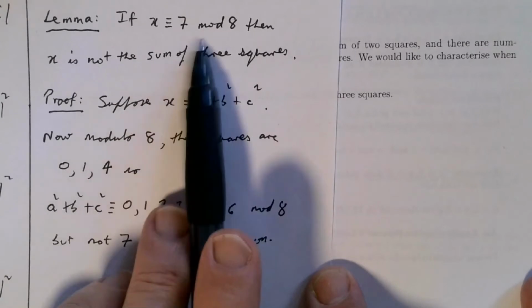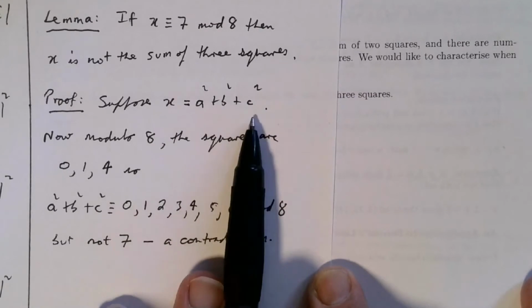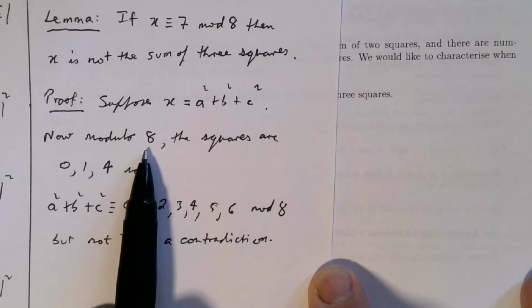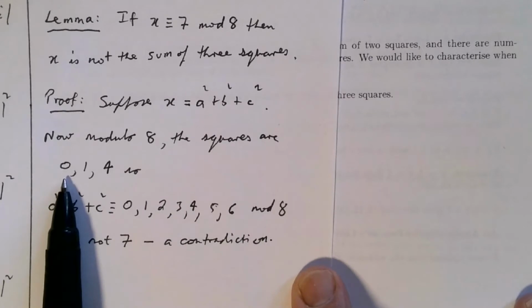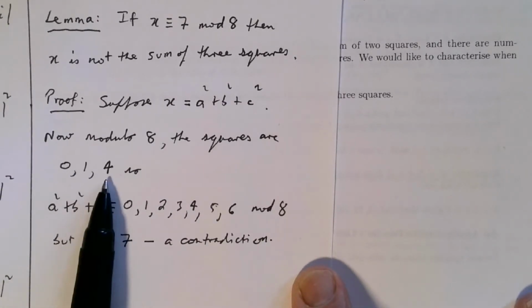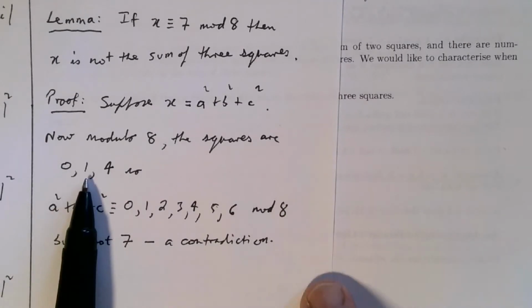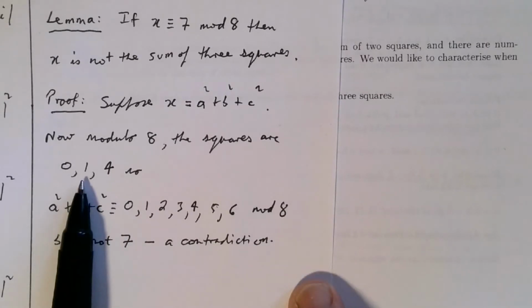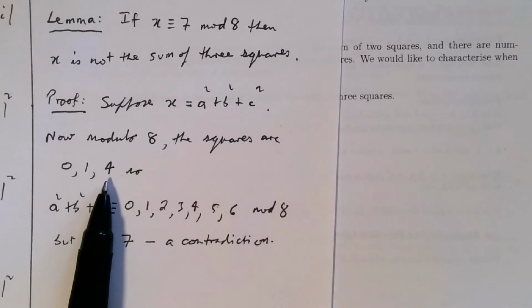So if x is a number which is 7 mod 8, then it's not the sum of 3 squares. Well, suppose it is. Suppose you've got a squared plus b squared plus c squared. Now, you put your mod 8 glasses on, you read everything modulo 8, then you start squaring. 0 squared is 0, 1 squared is 1, 2 squared is 4, 3 squared is 1, 4 squared is 0, 5 squared is 1, 6 squared is 64, which is 4, 7 squared is minus 1 squared is 1, and that's it. So the only squares you get are 0, 1 and 4 modulo 8.